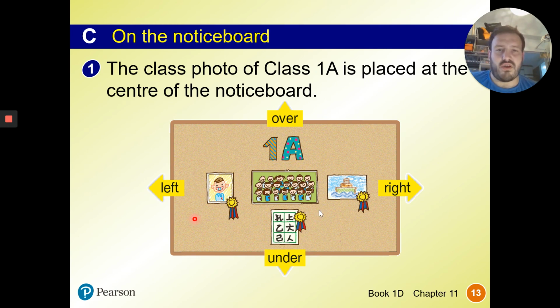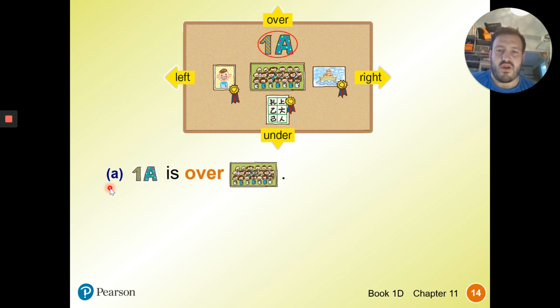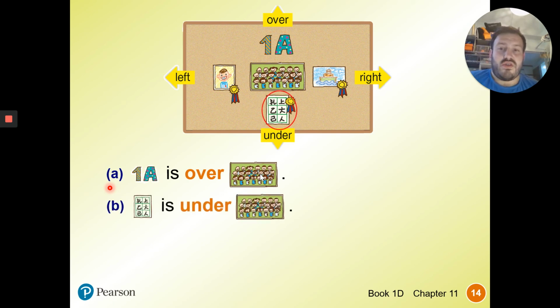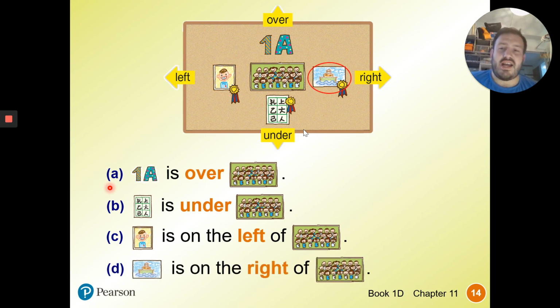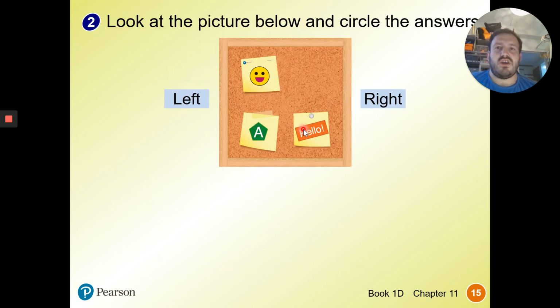Okay, so look at this class photo of P1A. Class 1A. It's placed in the center of the notice board. We have words to describe over, under, right, and left. And I know we've already done this before, so we should be very good at it. So 1A is over the picture. The Chinese is under the picture. The picture of the boy is to the left of the main picture, and the drawing is on the right of the picture.